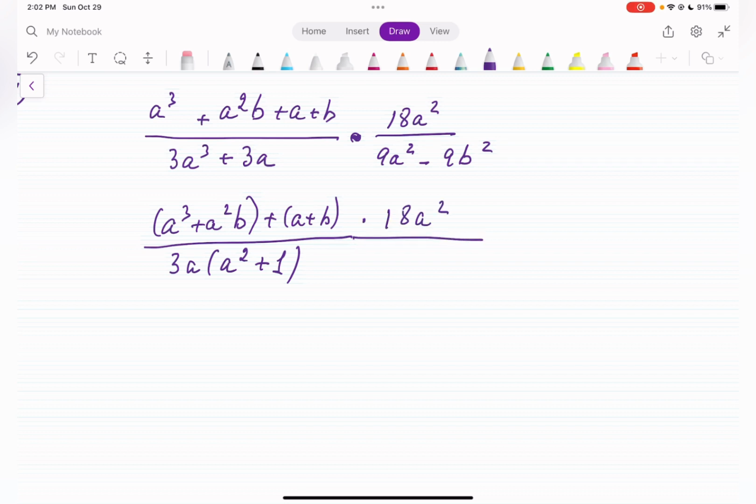18a squared. Now here, 9a squared minus 9b squared. So 9 is a common factor, and in parentheses will be left a squared minus b squared, right? So the same way, I can open it, a plus b times a minus b. Yes? So from here, a plus b is canceling with a plus b.